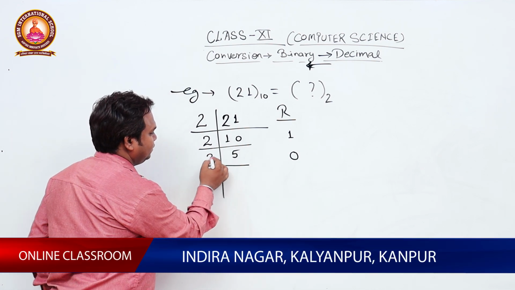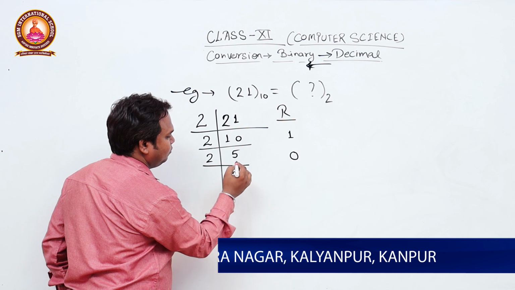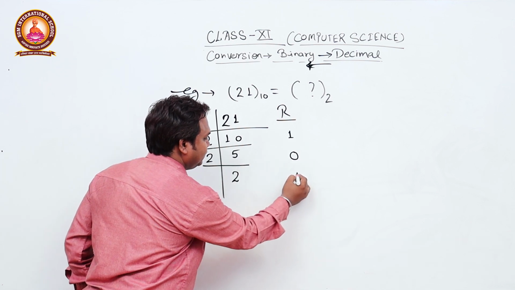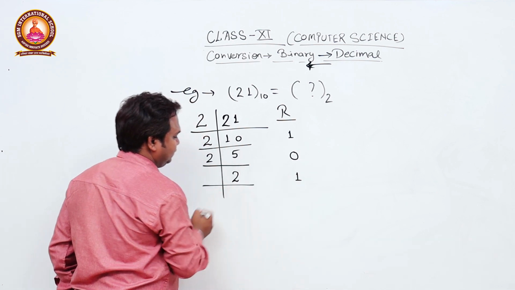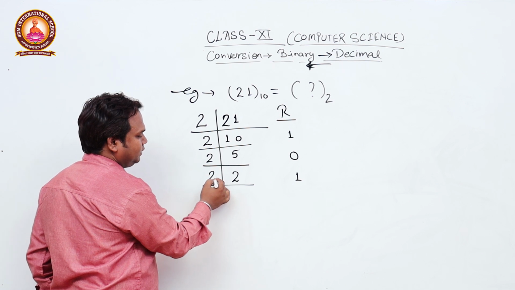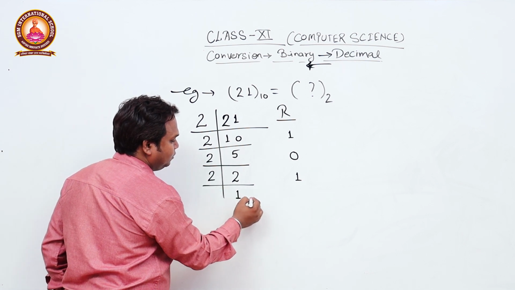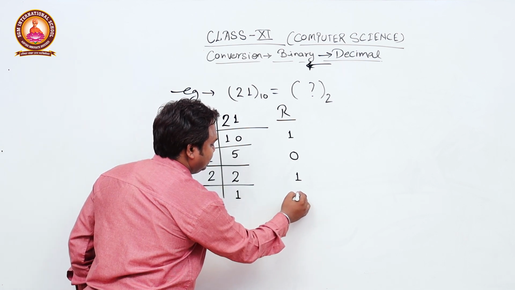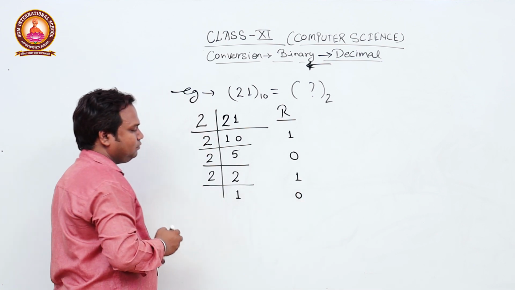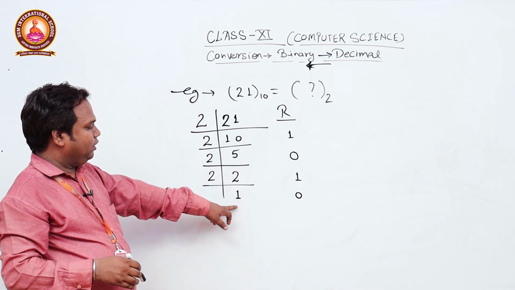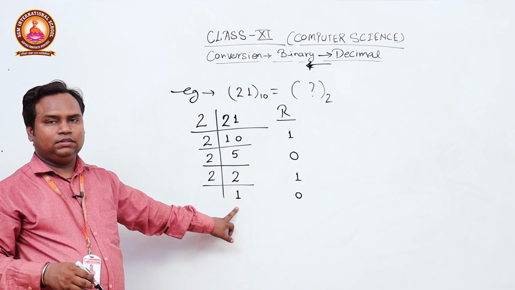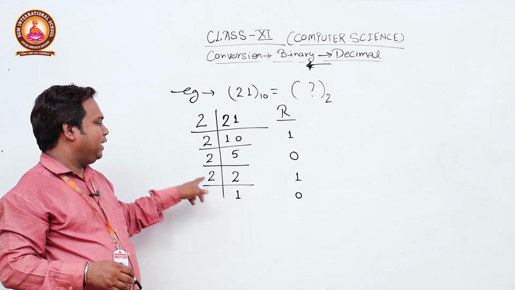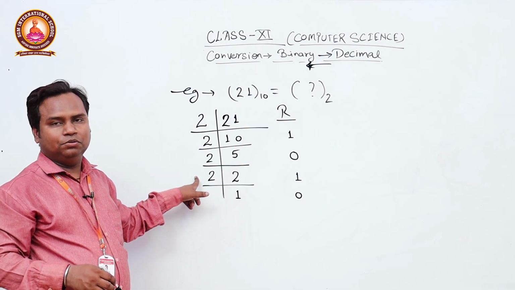Next one is 2 2s are 4, remainder is 1. Next one is 2 1s are 2, remainder is 0. We got 1. It is smaller than 2.